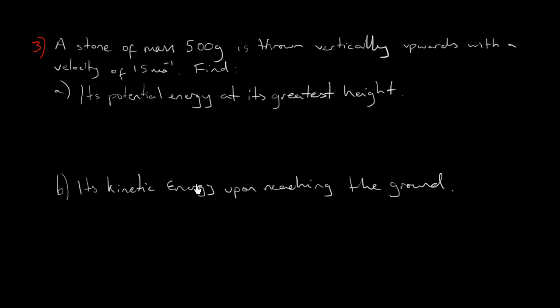In the third question it says that a stone of mass 500 grams is thrown vertically upwards with a velocity of 15 meters per second. Find its potential energy at its greatest height. They don't tell us anything about air resistance, but at the end of the question it says to neglect air resistance, so we're going to ignore that, which is convenient.